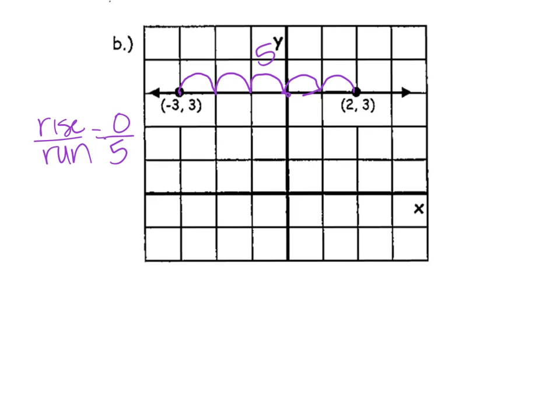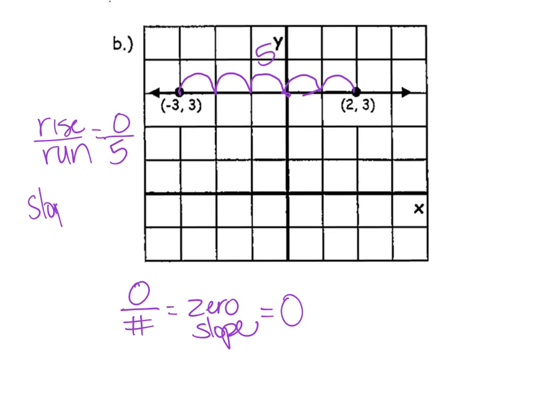0 over 5. This is a horizontal line. It's flat. This has no incline, no slope. It's a flat line, no slope. Right? Doesn't that make sense? The ground that I'm walking on is flat, 0. So, another thing to remember. If 0 is on top and then there's a number at the bottom, that's a 0 slope. My slope, my m is 0. 0 divided by 5 is 0.